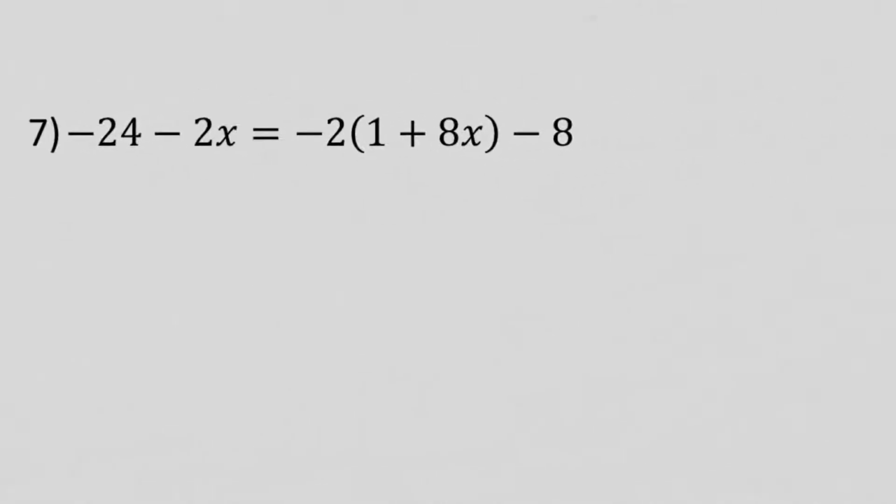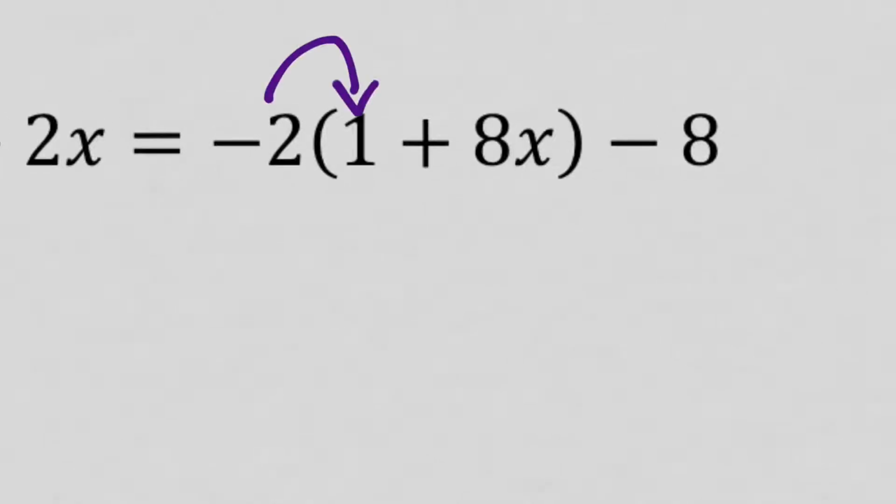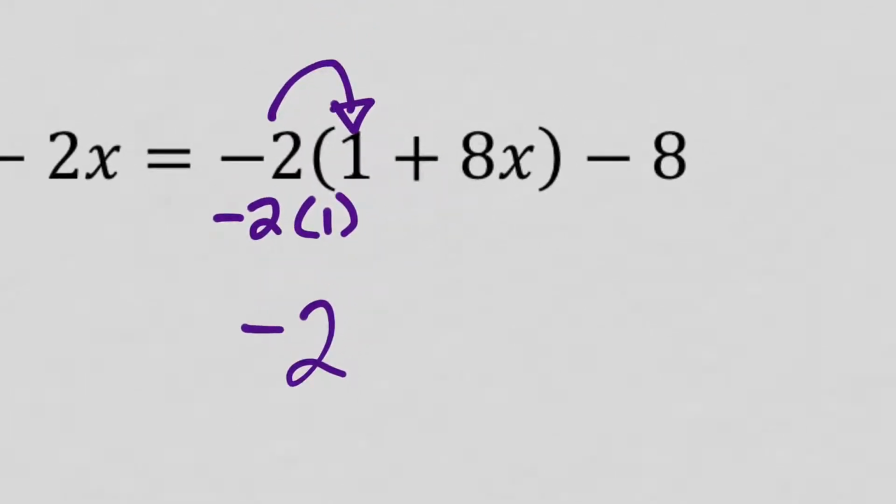So now I'm going to look at the right. If I look at the right side, we do notice that we have distributive property. So negative 2 distributed to 1 just means negative 2 times 1, which is negative 2. Then I have to distribute negative 2 again to the positive 8x. So negative 2 times 8x.